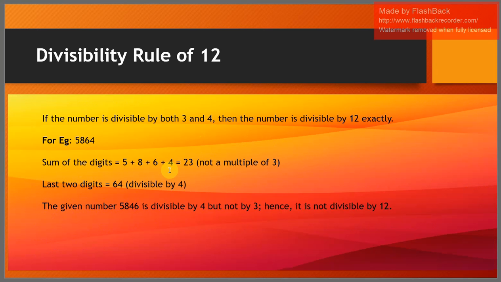Divisibility rule of 12. If the number is divisible by 3 and 4, then the number is divisible by 12 exactly. For example, 5864. Sum of the digits 5 plus 8 plus 6 plus 4 is equal to 23. Not a multiple of 3. Last 2 digits 64 divisible by 4. The given number 5864 is divisible by 4 but not by 3. Hence, it is not divisible by 12.